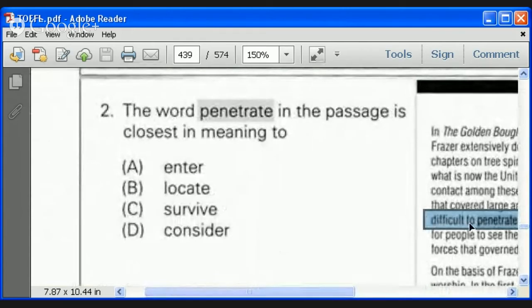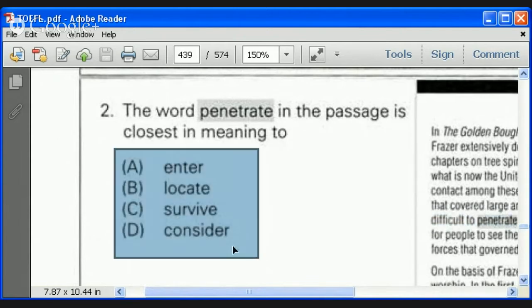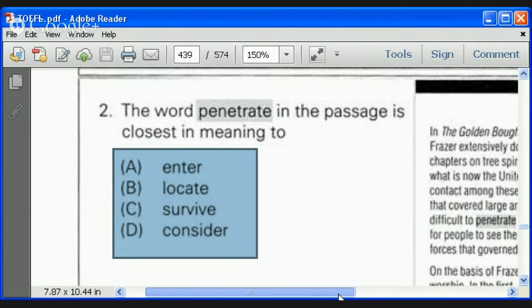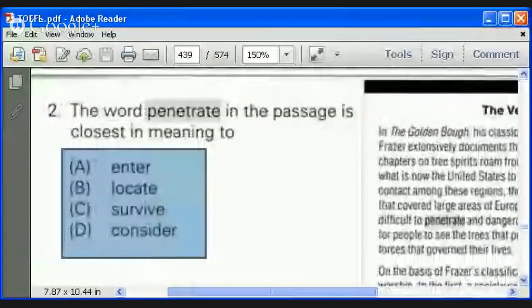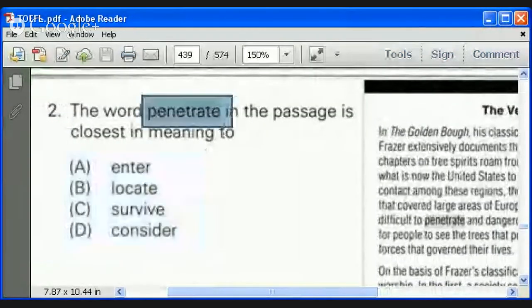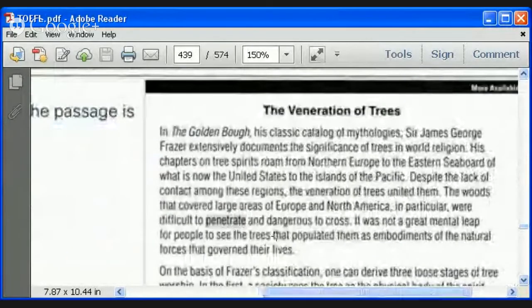Anyway, the strategy is to try to think of a word before you look at the answers. Try not to look at them as much as you can, so you're not influenced by them. Once you're used to this, you're just going to see the question, you're going to see the highlighted word, and just immediately turn your gaze over to the sentence and try to think of a word that best fits.